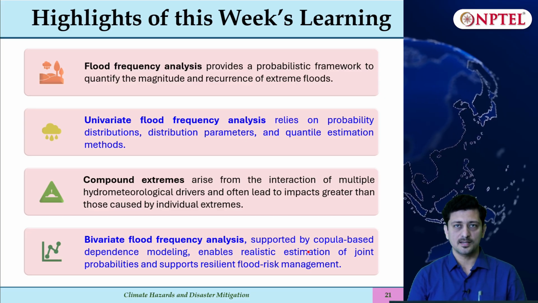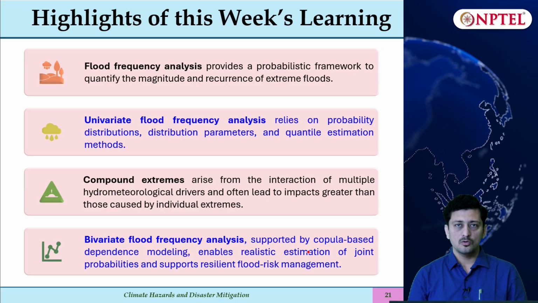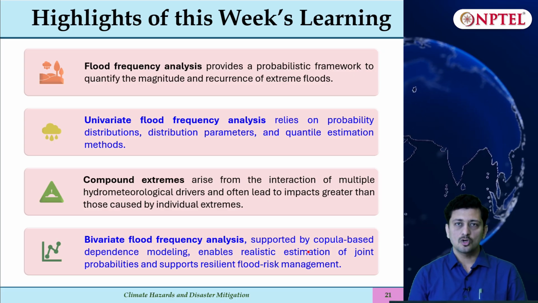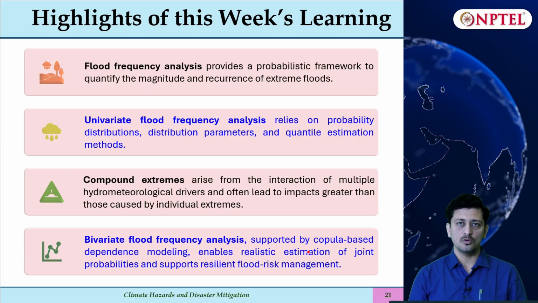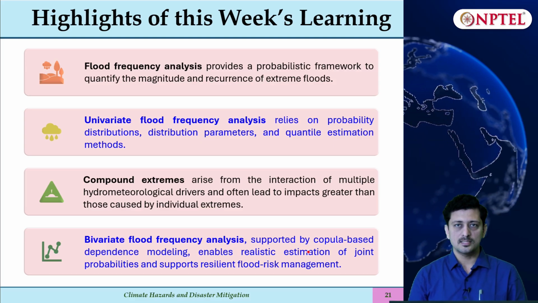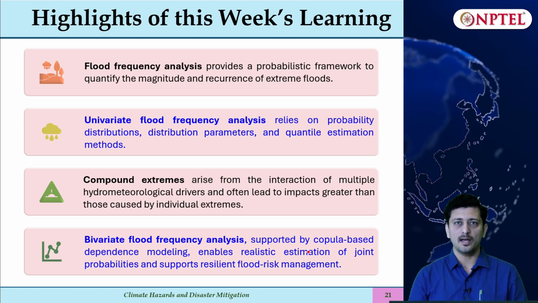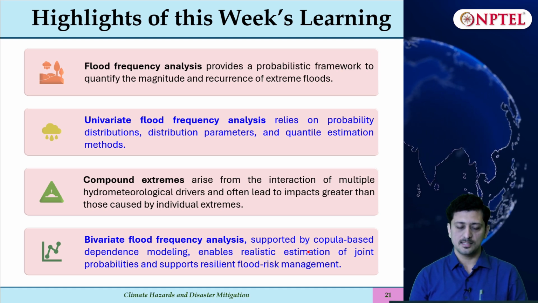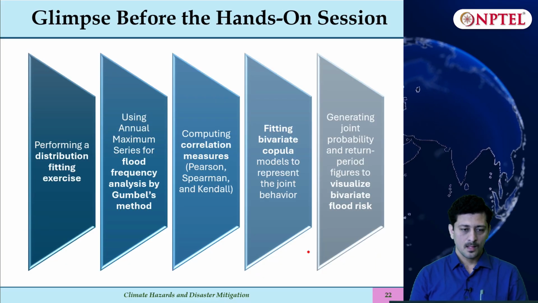Compound extremes arise from the interaction of multiple hydrometeorological extremes, which have greater impacts as compared to the individual extremes. So we use bivariate flood frequency analysis to model this compounding effect. Copula is one such method which helps in effectively characterizing it by utilizing the marginals of two variables and creating a joint distribution between them to support informed decision making for flood management.